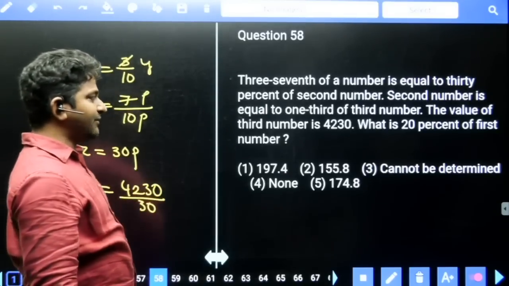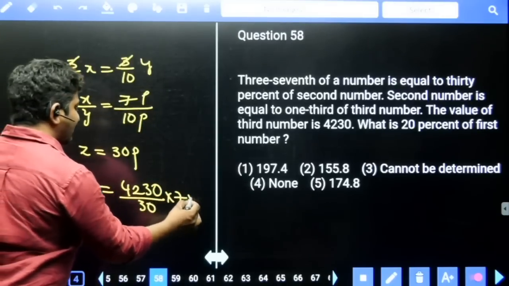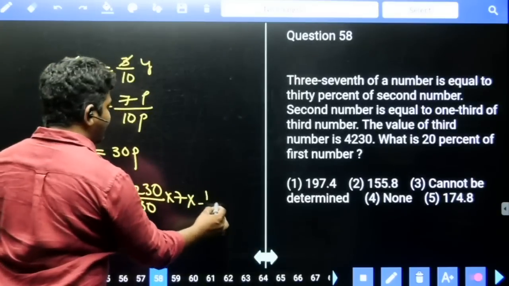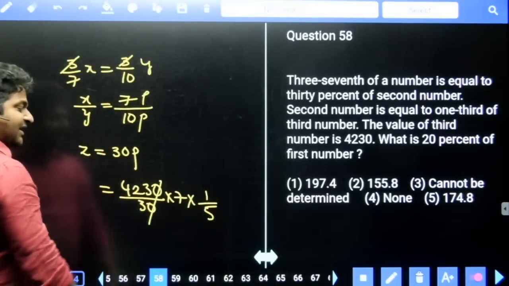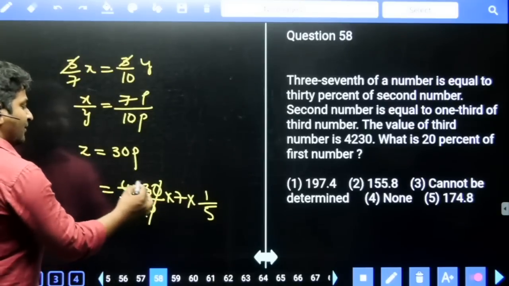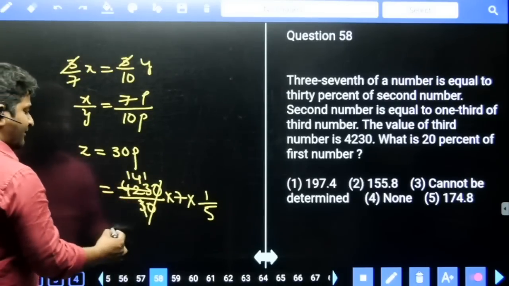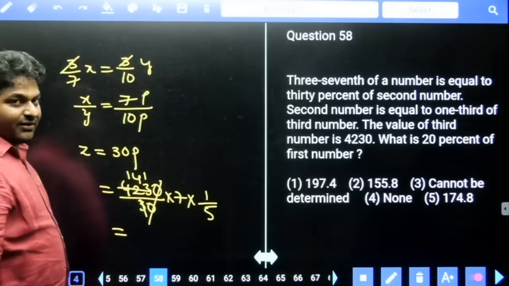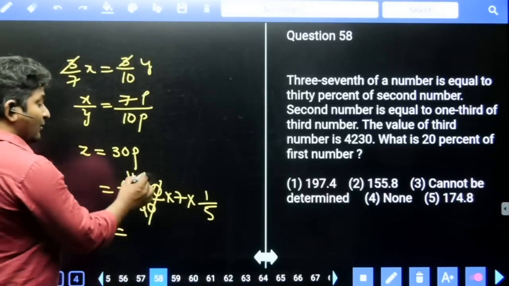And what is your question? What is 20% of the first number? The first number is 7 parts. So out of 7, 20 percentage you need to calculate. 20 percentage is equal to 1/5. 0 gets cancelled. First of all, 3 once, 4 times, once. 141 times 7. 100 into 7, 700. 40 into 7, 280. Total 980. 1 into 7, 7.